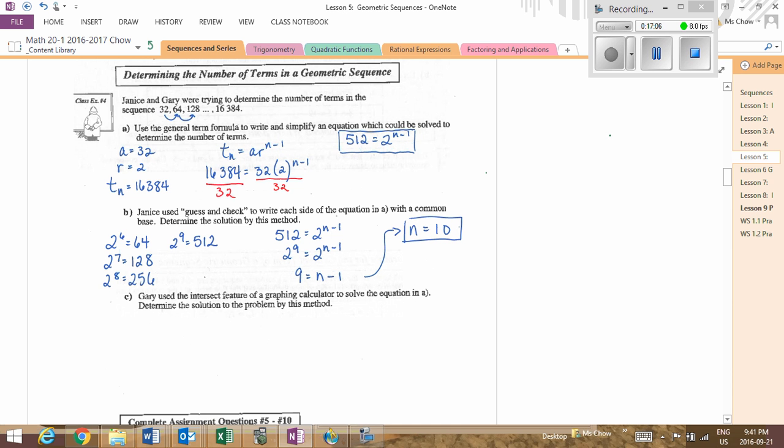Okay. Gary instead is using his graphing calculator. A great use for his graphing calculator. Anytime you're trying to solve an equation with your graphing calculator, the easiest thing to do is essentially to set one side to y1. So y1 will equal the left side, which is 512, and y2 will equal the right side, which is 2 to the n minus 1. So put that into your calculators, and you hit pause right now while you put that into your calculators, and we'll come back and show how we can solve that with the calculator.